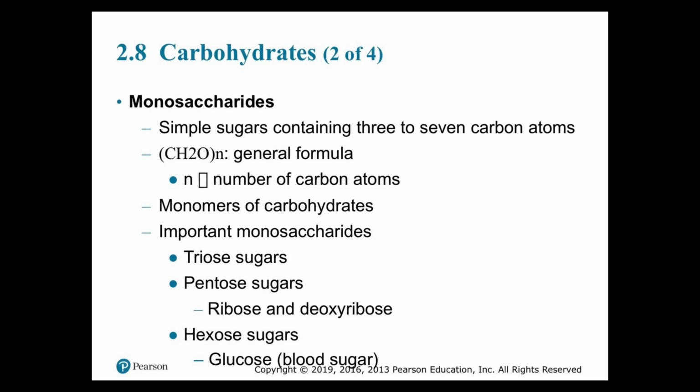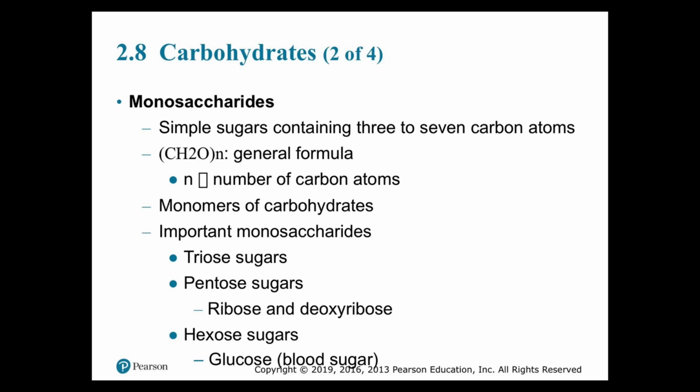Monosaccharides are simple sugars containing 3 to 7 carbon atoms. The general formula is (CH2O)n, where n is the number of carbon atoms. Let's say n equals 6, then the formula would be C6H12O6. These, again, are monomers of the carbohydrates.